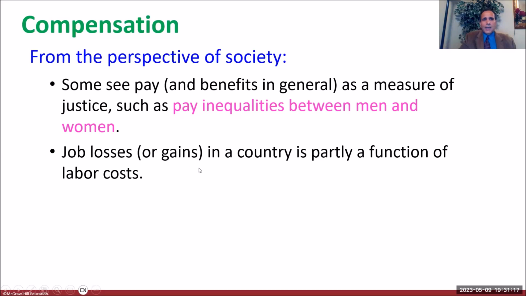We can also look at compensation from job losses or gains in a country, which is partly a function of labor cost. So think about all of these issues, whether it is employees' perspective, management perspective, the stockholders' perspective, or society's perspective. It impacts us every single day. And every day you can watch the news or open the paper, you're going to see something, right, related to these issues.